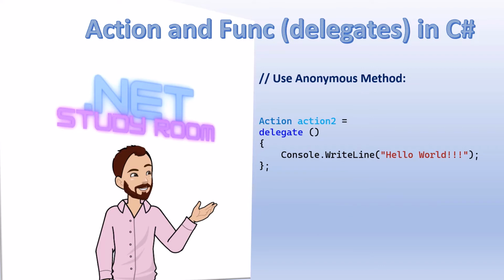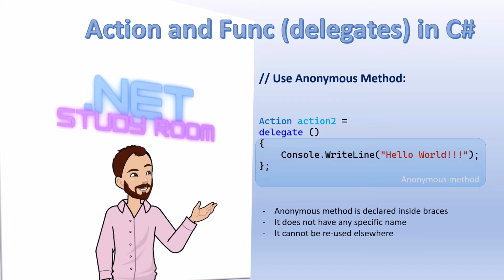Another way of attaching a method to an action delegate is to write an anonymous method. An anonymous method does not need to be declared separately with a specific name. You just declare it inside braces. To attach an anonymous method to an action delegate, we use the delegate operator. Here is the syntax. Note that a method declared inside a type is reusable. You can use or call it as many times as you would want. However, if you need a piece of code that need not be reused, you can avoid writing a named method and simply declare an anonymous method.